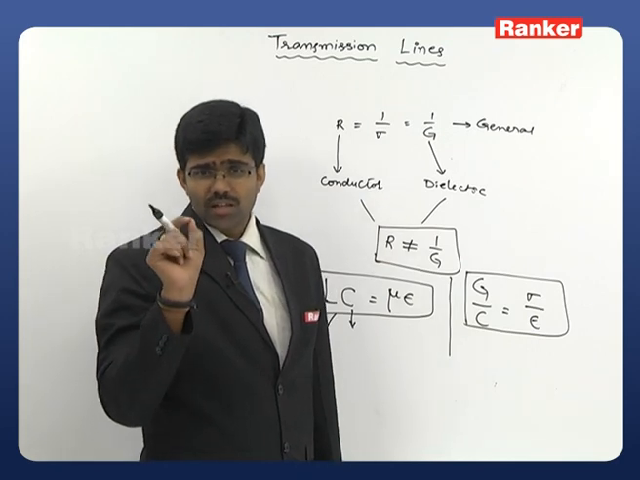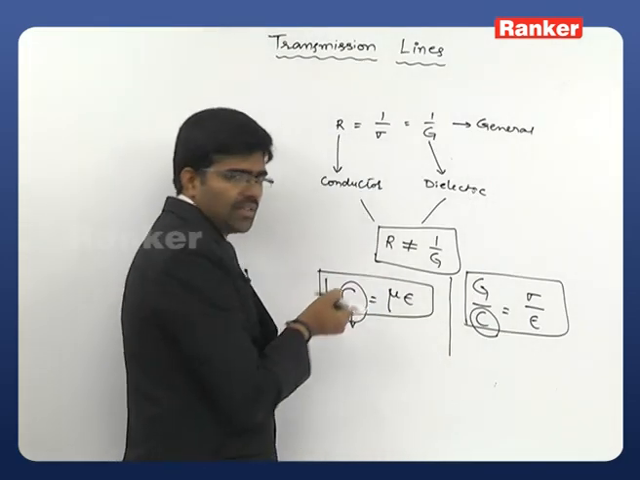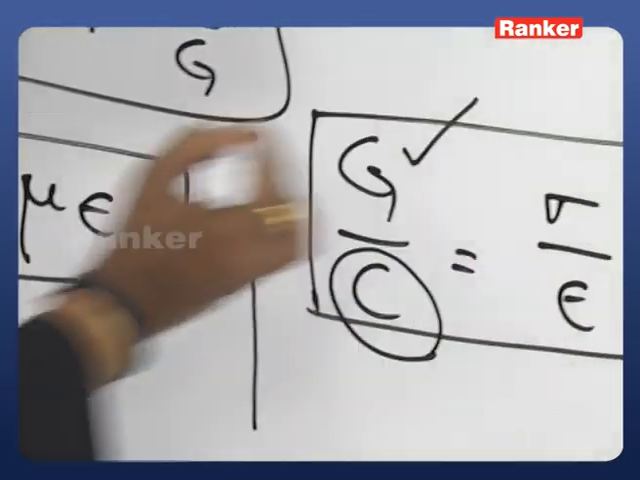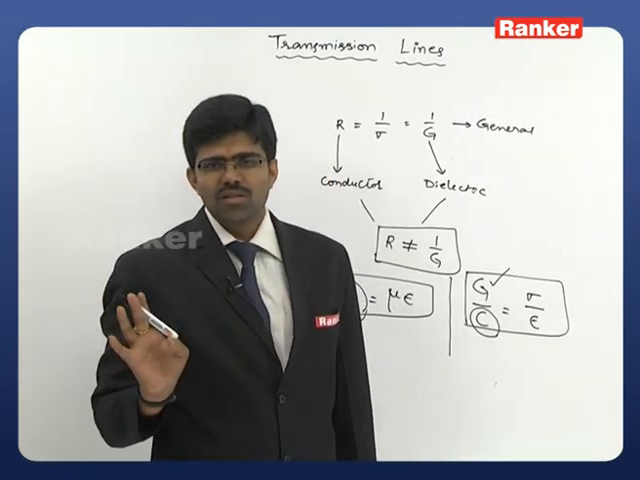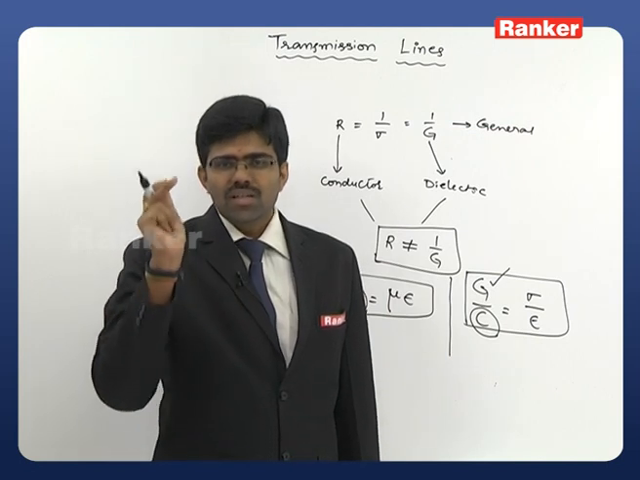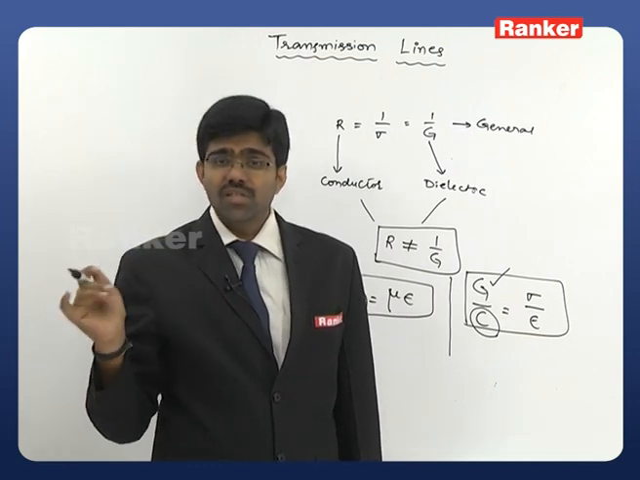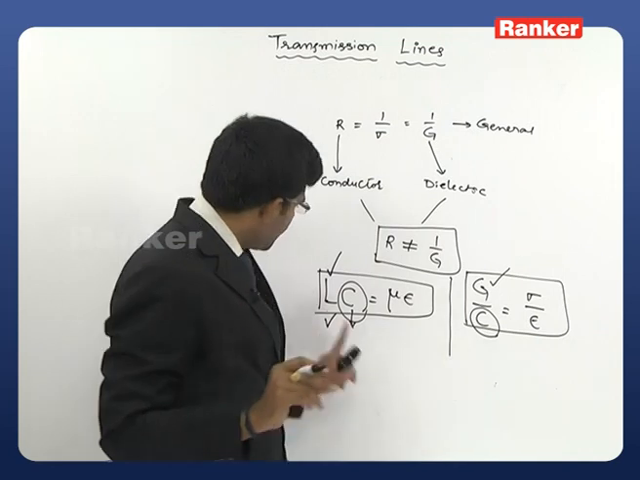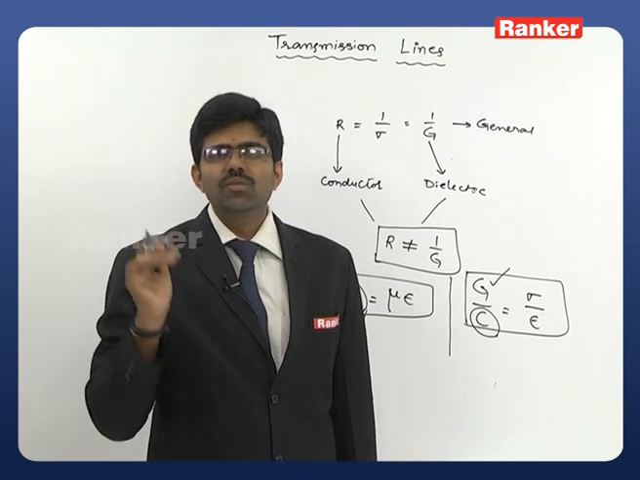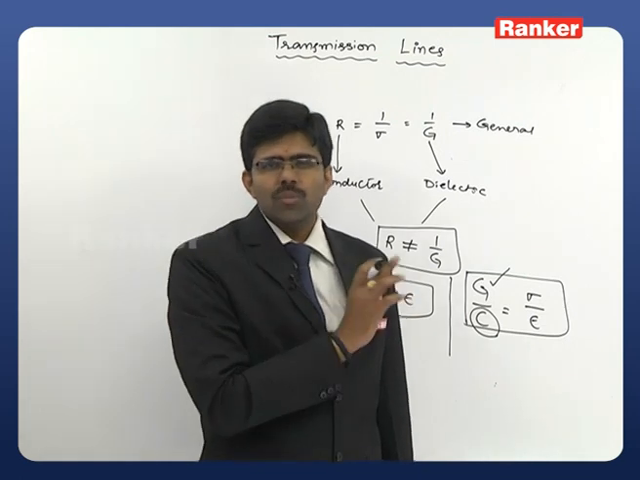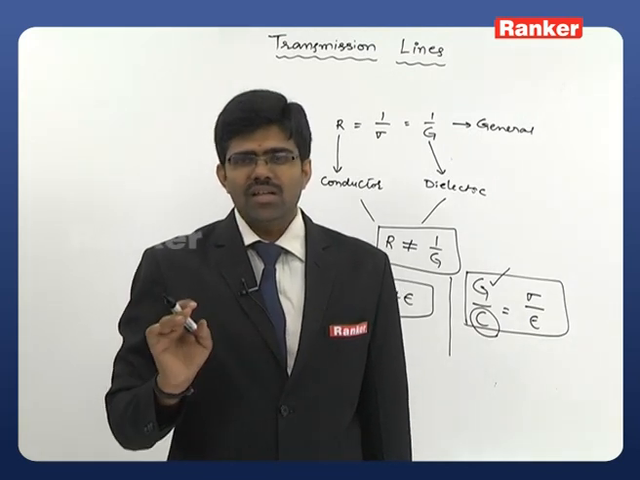Let me tell you a shortcut: only remember this C. If you remember C, you can get G, you can get L, and the resistance you have to remember. There is no other alternative to this. Just remember the complete equations of the resistance and the complete equations of the capacitance. If you remember these two, L and G you can easily get from these relations: L into C is equal to mu into epsilon, and G by C is equal to sigma by epsilon. So these are three or four important points related to the properties of these parameters of the transmission lines. Clearly, just remember them.